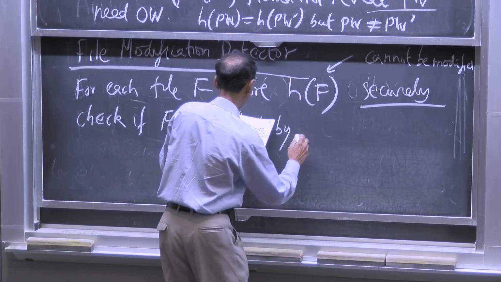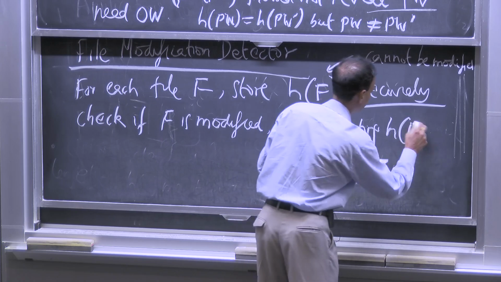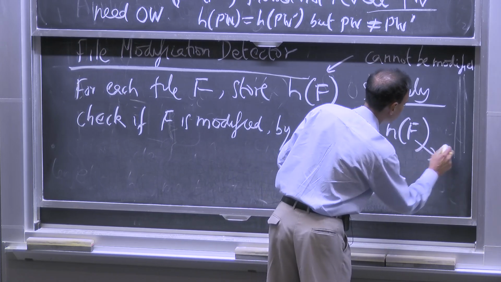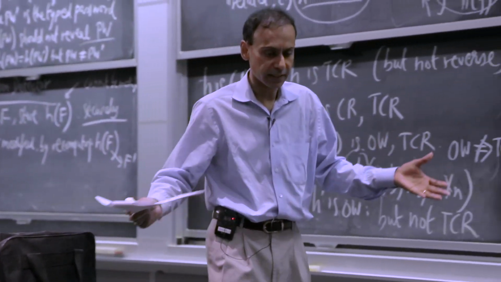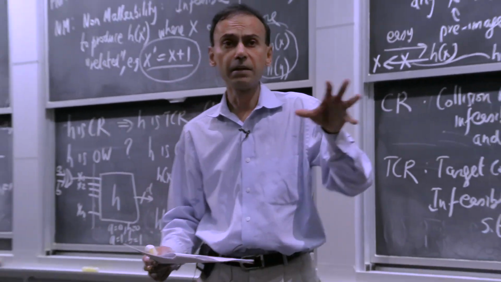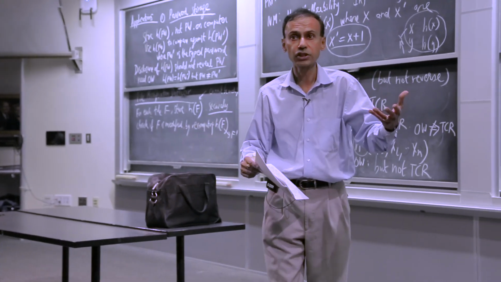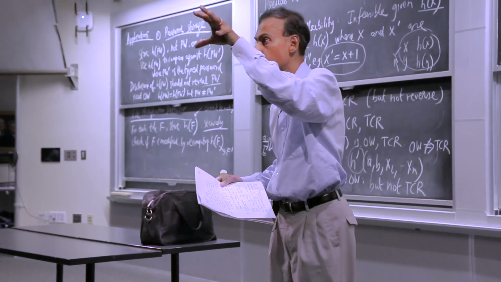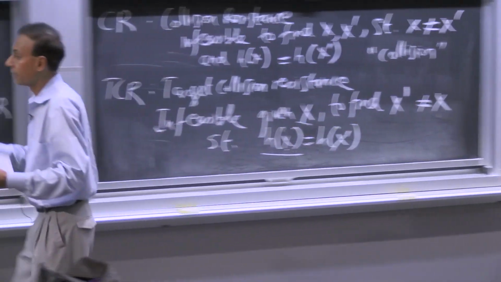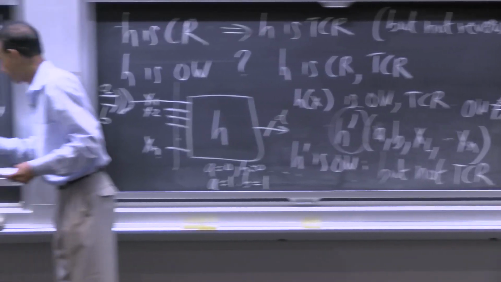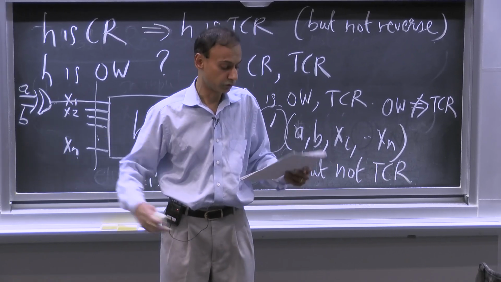by recomputing h of f, which could be modified, so this could actually be f prime. You don't know that. You have a file, it's a gigabyte, and somebody might have tampered with one of the bits in the file. All you have is a d-bit digest that corresponds to h of f that you've stored in a secure location, and you want to check, by recomputing h of f on the file that is given to you and comparing it with the h of f that you've stored.